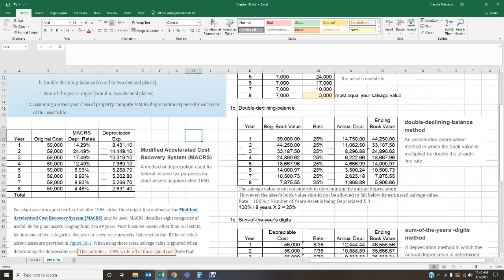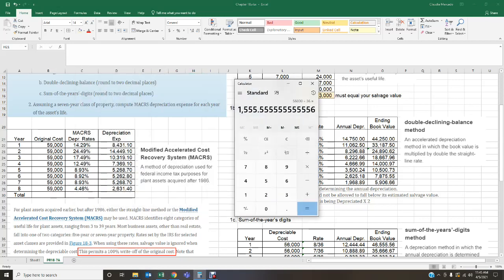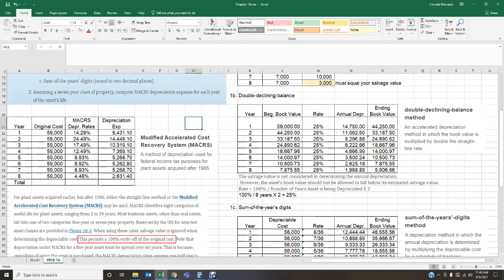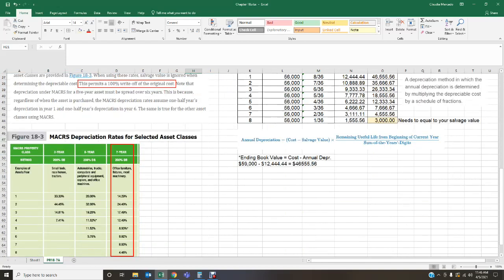Okay, but let me show you an example here, maybe of year number 6. For year number 6, I've got my $59,000, which is my cost. And for year 6, my rate is 8.92%. That gives me $5,262.80, okay, which is correct. So it's just a matter of getting the original cost times the MACRS depreciation rate to get my depreciation expense for that particular period. Okay, so that is how you do requirement 2. It's just the original cost times the MACRS depreciation rate, which you're going to get from figure 18.3.